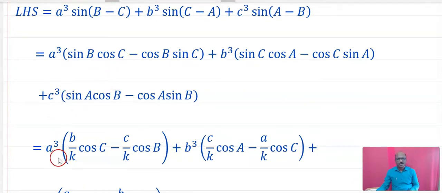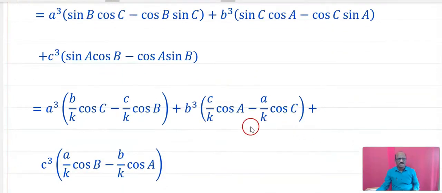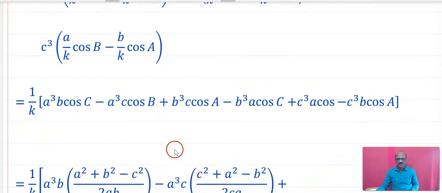The first is a cube, and next we substitute the value of sin B and sin C here by using the sine rule. Again the sin C and sin A, keep the cos as it is, plus again the value of sin A and sin B. Then you will get a cube in bracket (b upon k cos C minus c upon k cos B), plus b cube in bracket (c upon k cos A minus a upon k cos C), plus c cube in bracket (a upon k cos B minus b upon k cos A), and hence it.